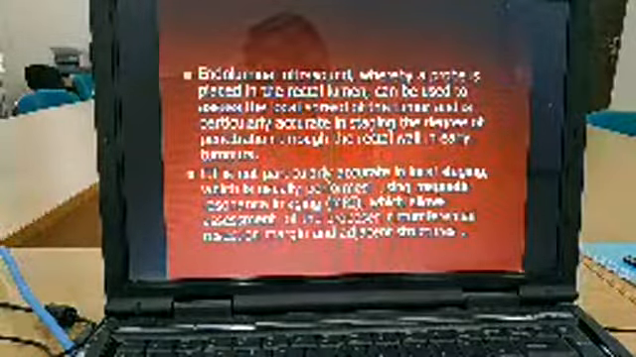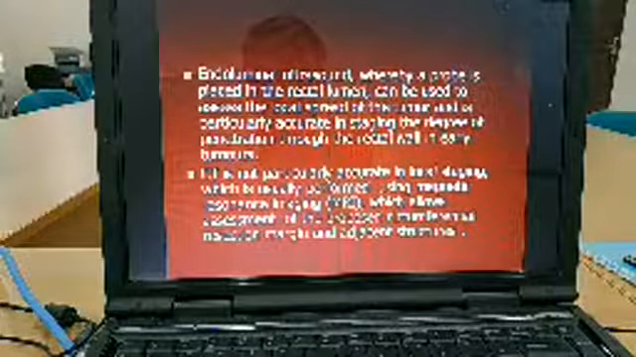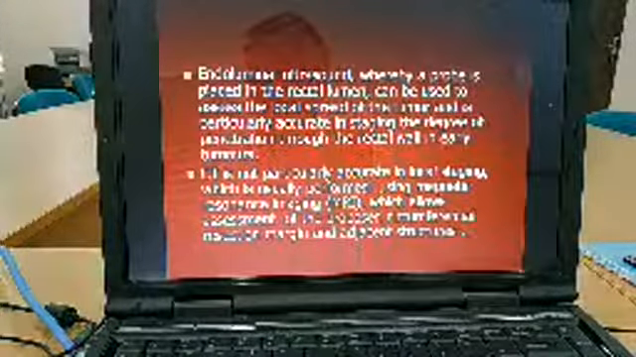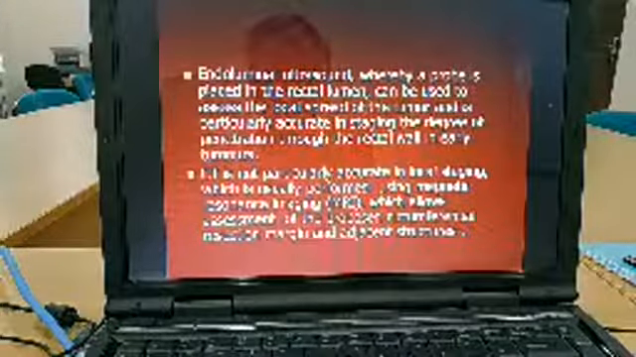What is the advantage of ultrasound? There is no contraindication and it is very easy to do. So these are the advantages of doing an endoluminal ultrasound.